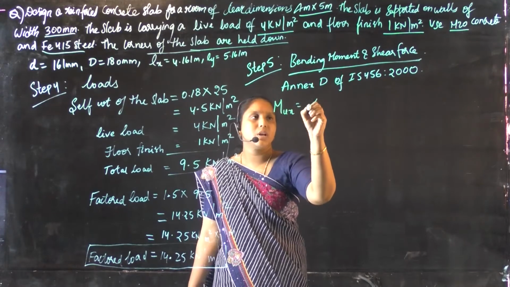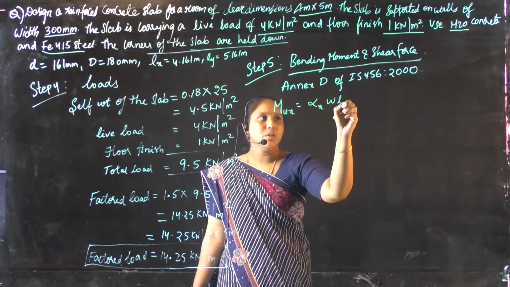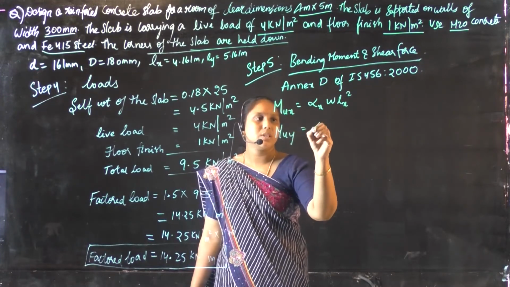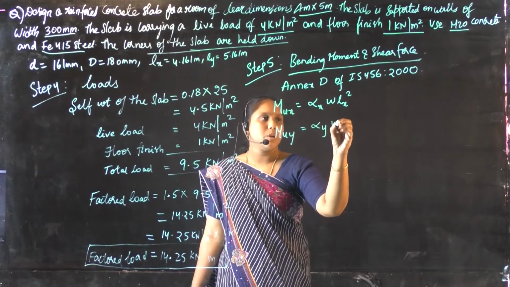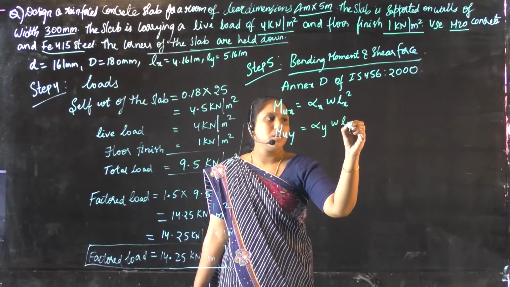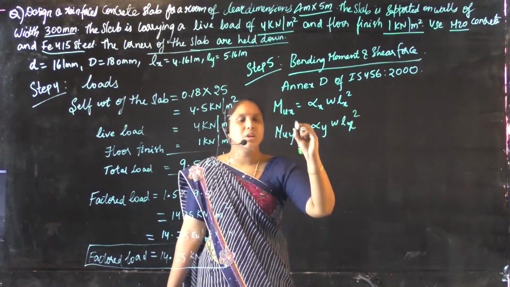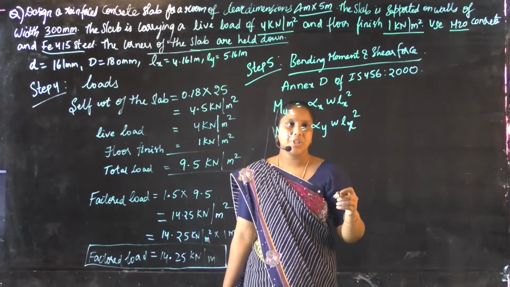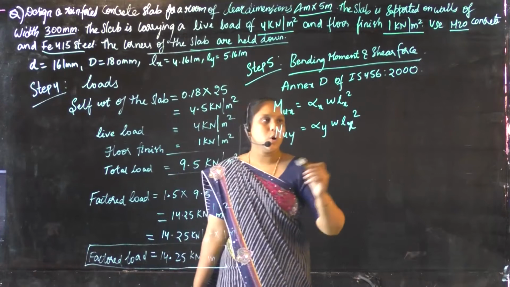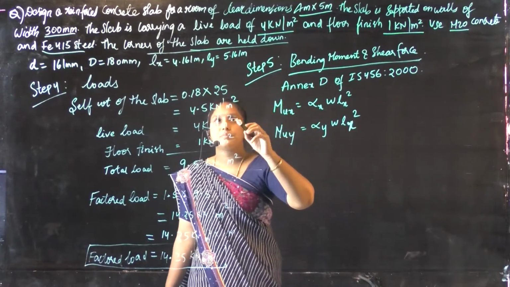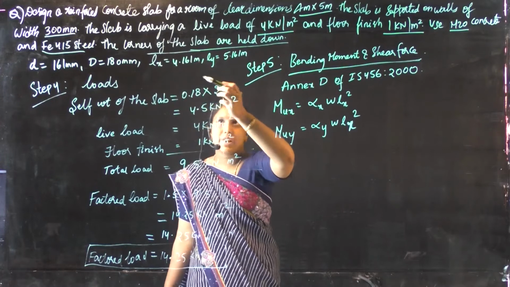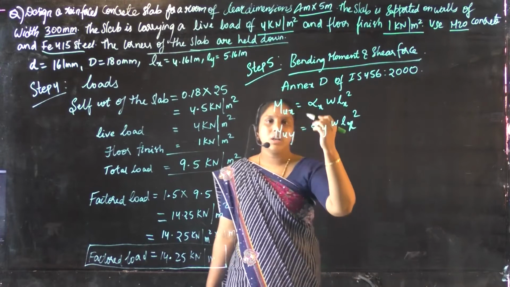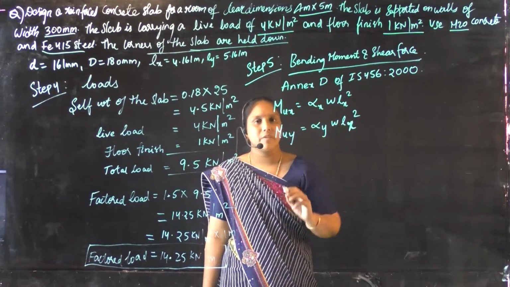That is Mux = alpha x * w * Lx square, and along the y direction it is given as Muy = alpha y * w * Lx square. So these are the two equations, where alpha x and alpha y are the bending moment coefficients, w is the factored load, and Lx is the span in the x direction, that is the shorter effective span. Now let us calculate the alpha x and alpha y values.